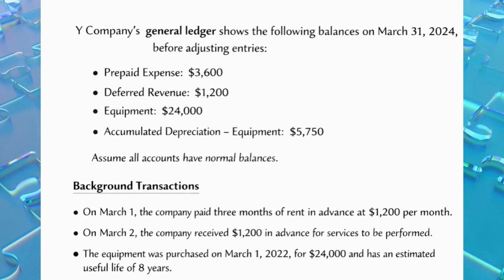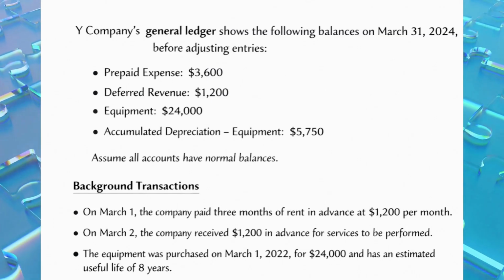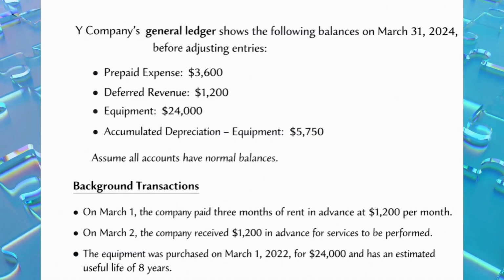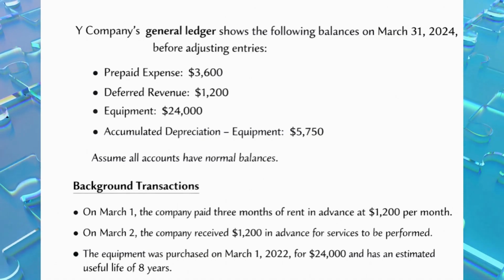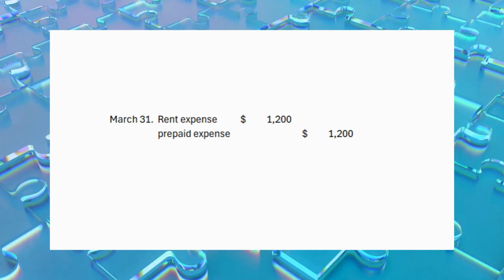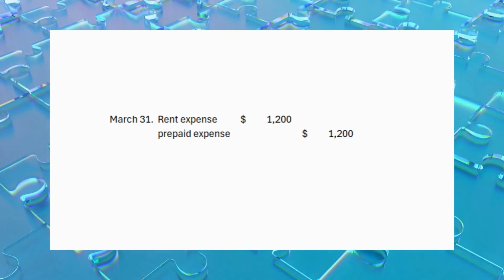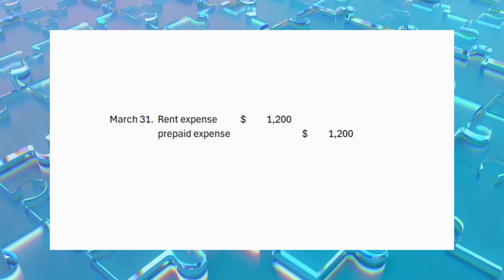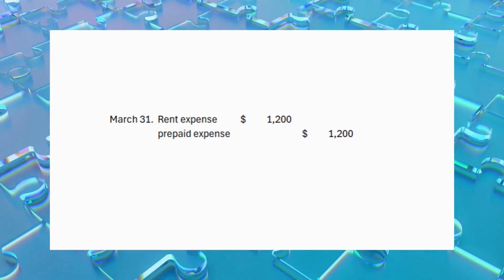Adjusting entry for prepaid rent. Y Company initially paid $3,600 for 3 months of rent. This amount was recorded as a prepaid expense. By March 31st, 1 month of rent has been used. Therefore, $1,200 should be recognized as rent expense. Hence, we debit rent expense by $1,200 and credit prepaid expense for the same amount. This reduces the asset and recognizes the expense.